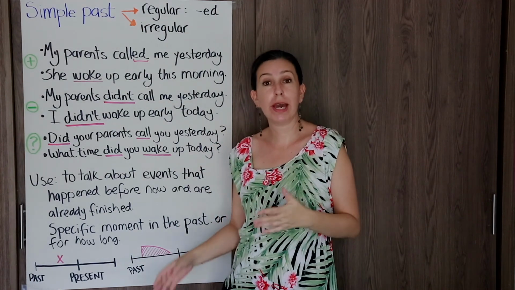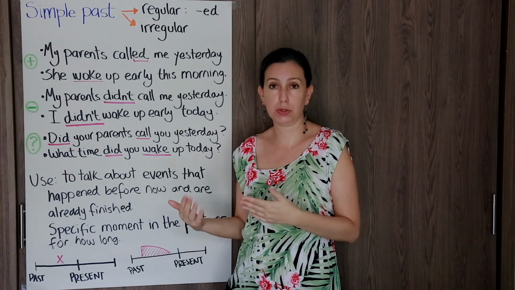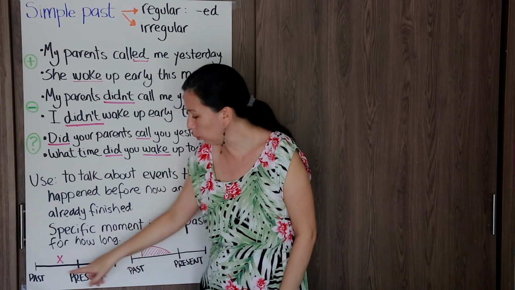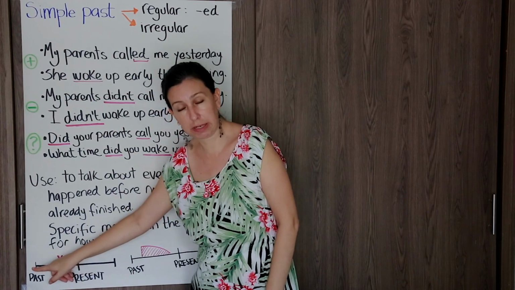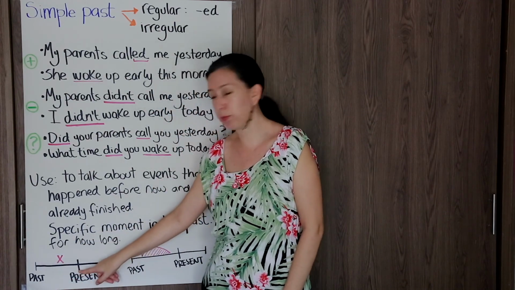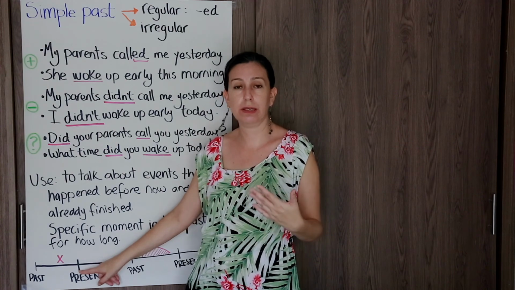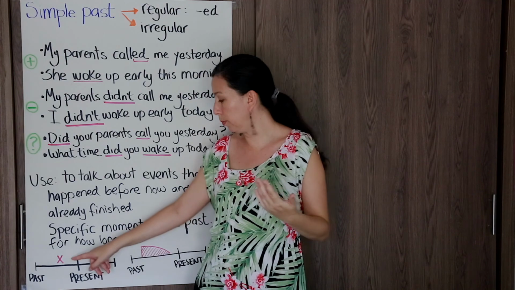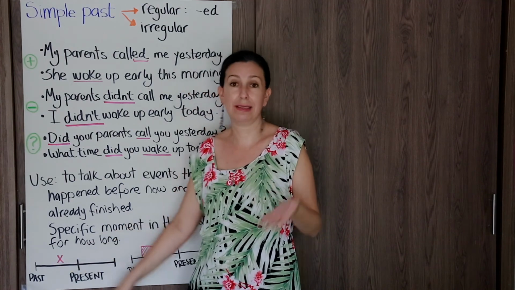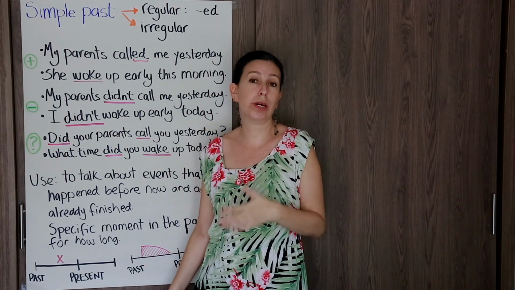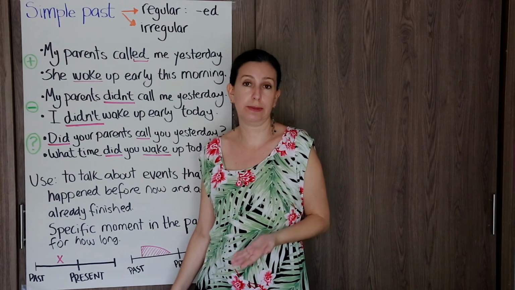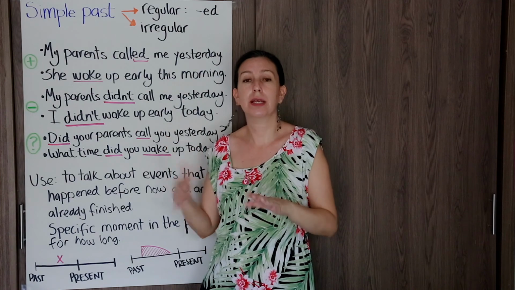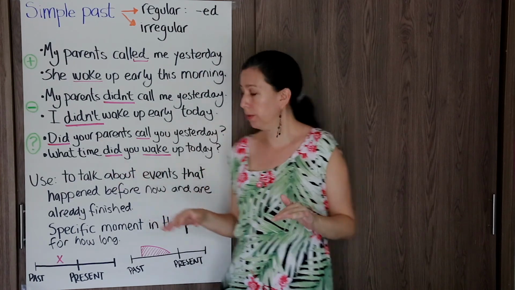Okay, so if we have a timeline to explain these two possibilities, we have an indefinite past here, and we have the present moment here. And the example that I used about my holidays in Cancun would be this. Last year, I went to Cancun for my holidays. It's a specific moment in the past, and that action is already finished.